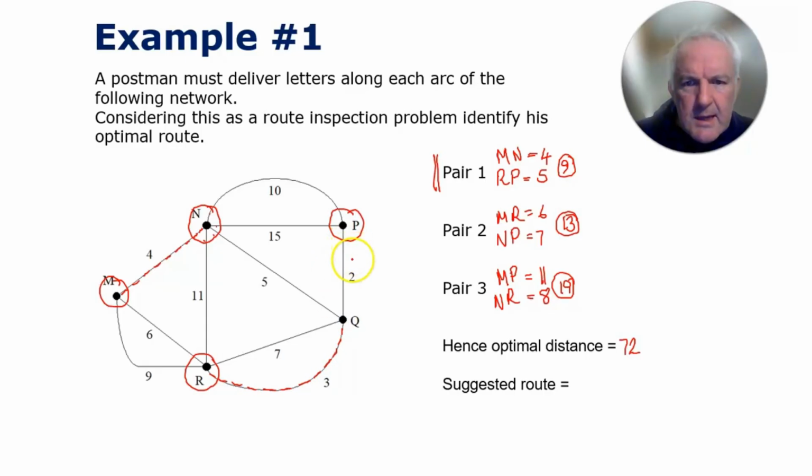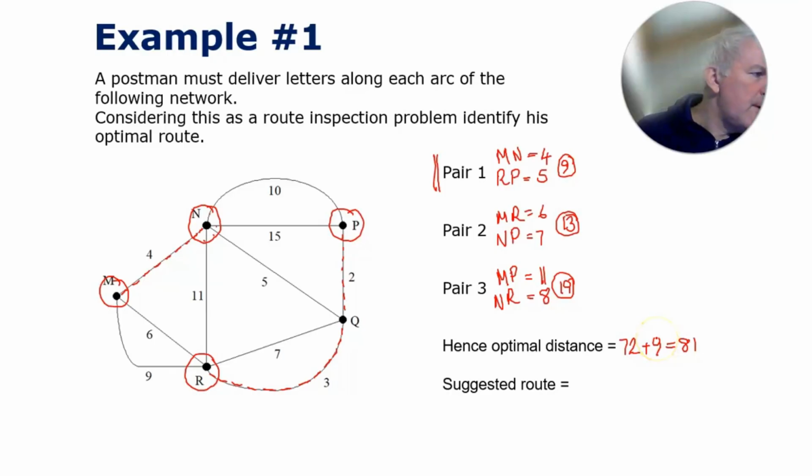And then we had up to here for the extra 2. Now these dotted paths we've got to do twice. So I've already counted them once when I added up all these numbers, but I know I'm going to have to do them twice. So that 9 I got from that, I'm going to add on, and that basically tells me my optimal distance will be 81.